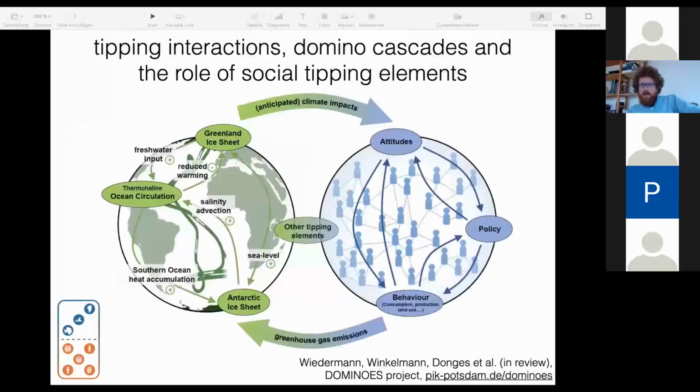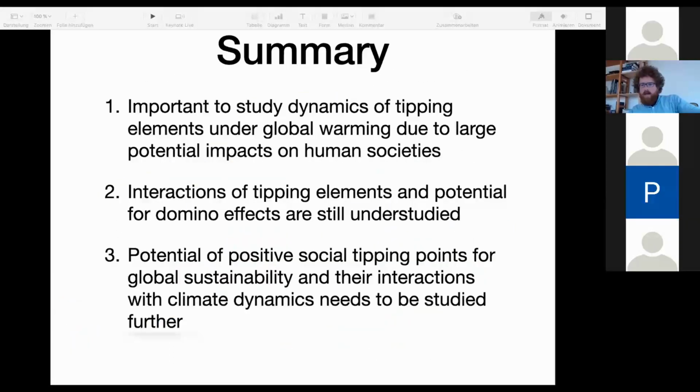And in the Dominoes project that I mentioned at the beginning, we are working on basically the potential feedback interactions between these interacting climate tipping elements and social tipping elements, and how this all unfolds. And we're working on some modeling studies on this as well. And with that, I would like to summarize.